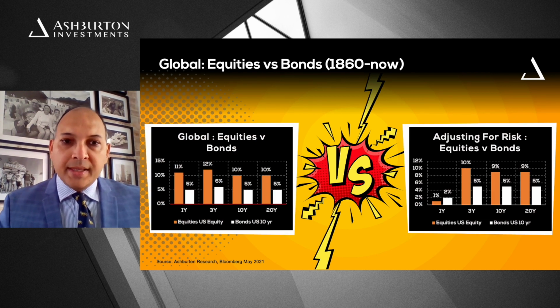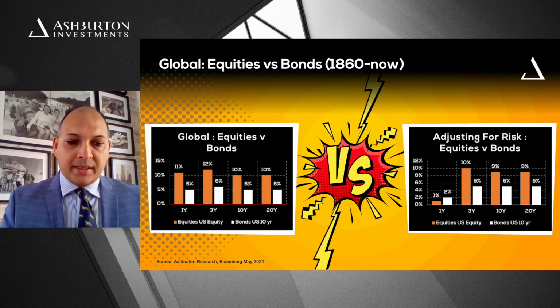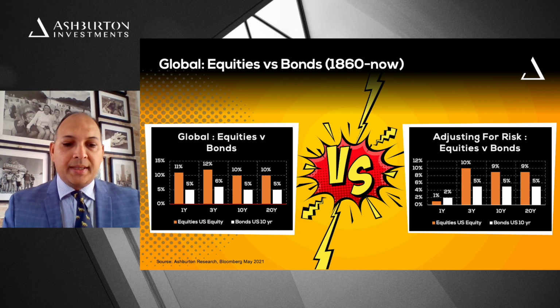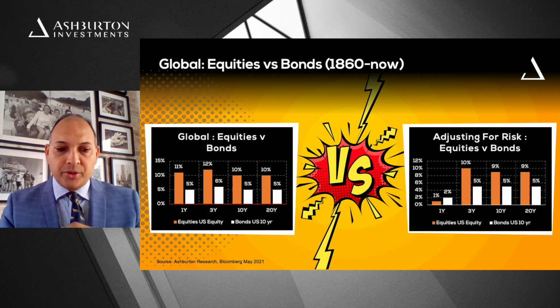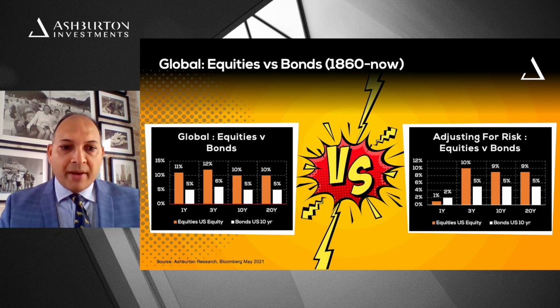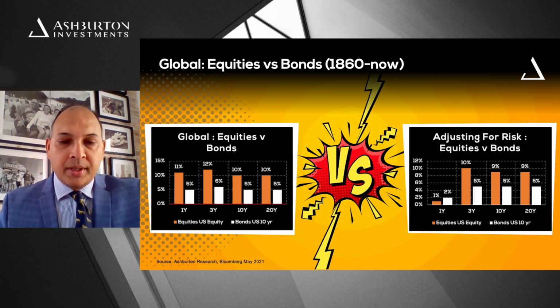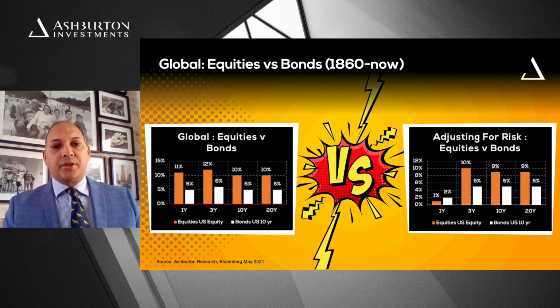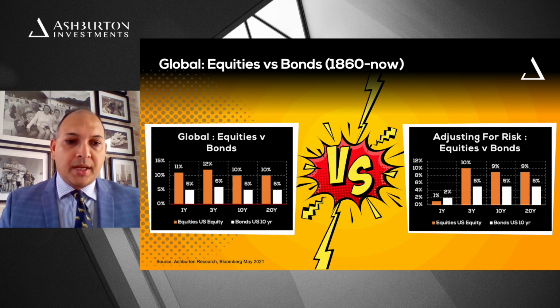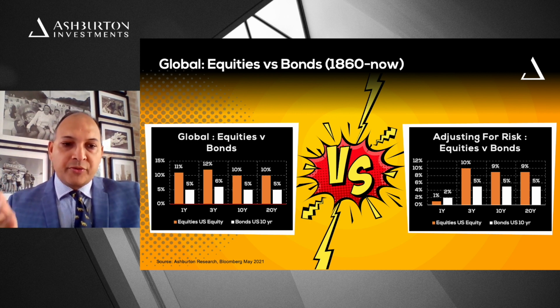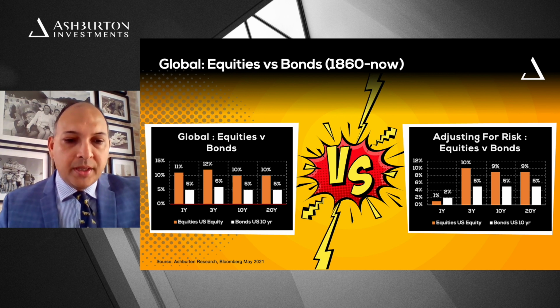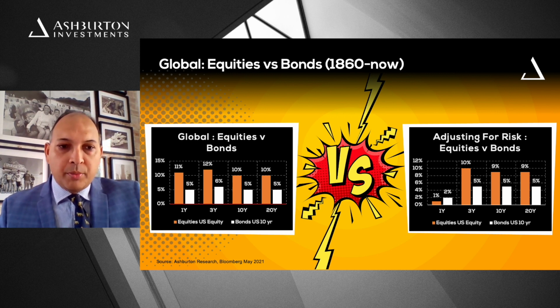Now, we extended this analysis to global asset classes. This is the work from the data analysis team at Ashburton, headed by Matthew John. There, offshore, we have access to much longer time series, starting from 1860. On average, if you look at the charts on the left, you can see that whether it's held on average for 1 year, 3 year, 10 year, or 20 years, equities have delivered much better returns, about 5 or 6% per annum more than bonds.